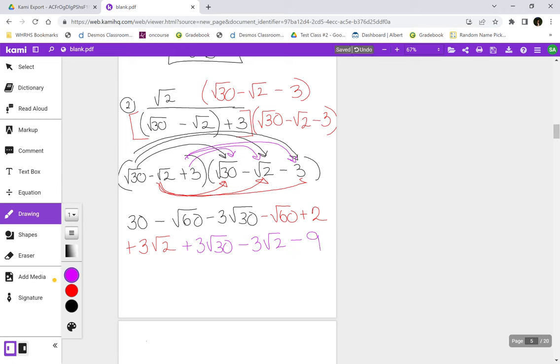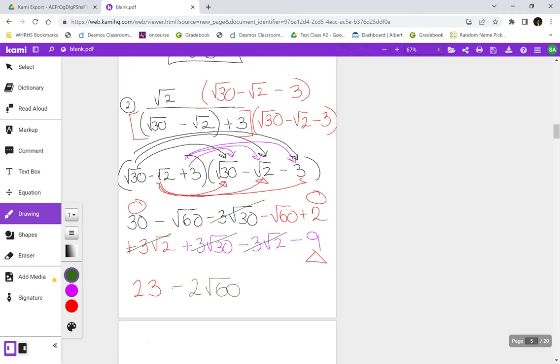All right, let's combine our like terms. So here we're going to have 30 plus 2 minus 9. So 30 minus 9 is 21, plus 2 is 23. Do we agree that the negative 3 root 30 and the positive 3 root 30 will cancel? And then a positive 3 root 2 and a negative 3 root 2 will cancel. So then I'm left with negative root 60 plus a negative root 60, which is a negative 2 root 60.